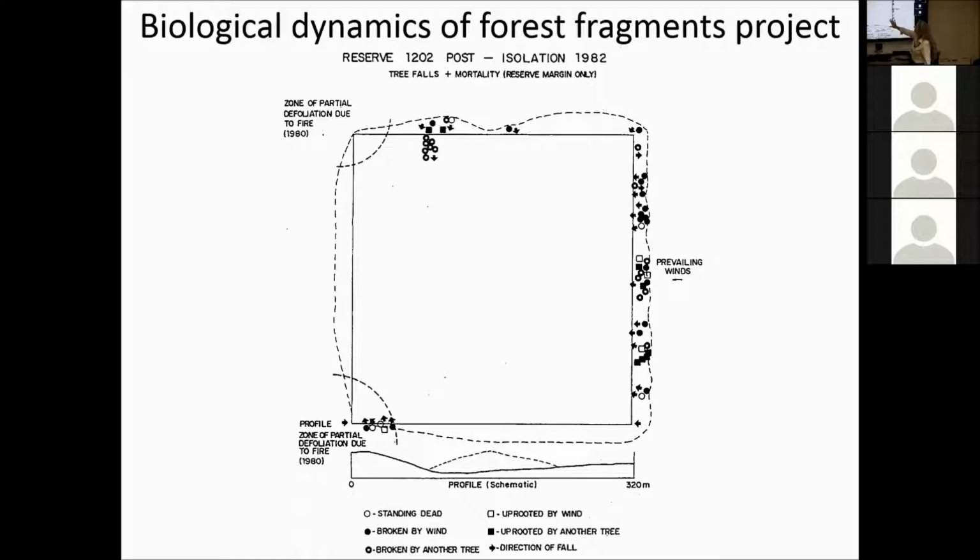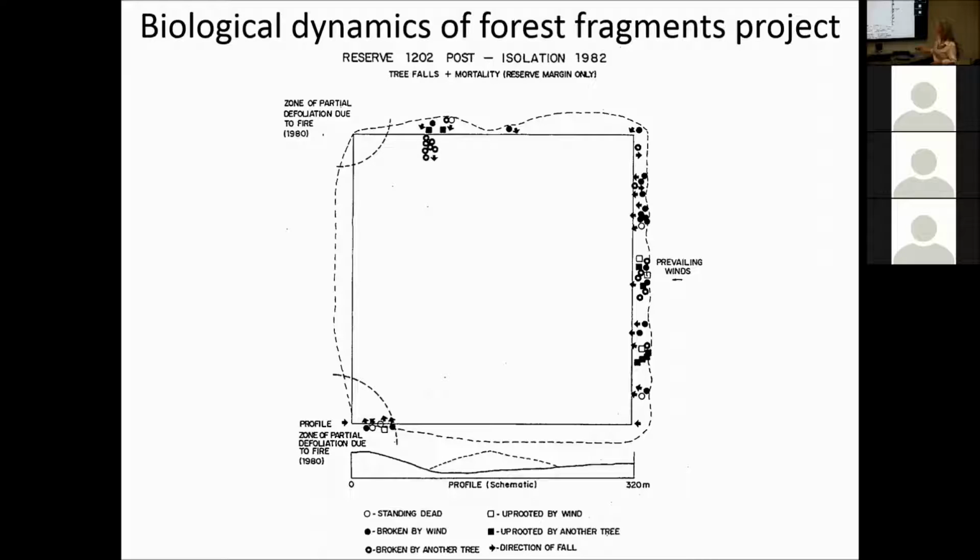So this is a 10-hectare fragment in the Biological Dynamics of Forest Fragments project, which, by the way, I don't know if I said this, moved when Tom Lovejoy moved to the Smithsonian Institution. He took the project with him. It's now a collaboration between the Smithsonian Institution and INPA, the National Institute of Amazonian Research, and it's still ongoing today. But when they first cut this 10-hectare fragment, the winds were coming from this end, and you can see that this is representing tree mortality or tree damage. And all of that's happening on the prevailing wind side of the fragment.